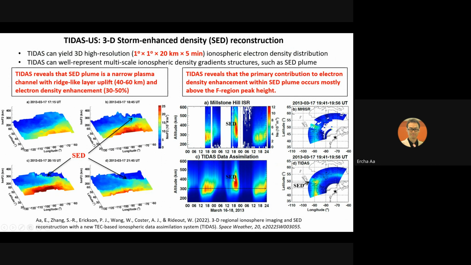And one thing I want to mention: if we compare the SED on the storm day with the previous quiet day, we can see that the contribution of the electron density enhancement mostly occurs above the F region peak height. Below the F region peak height, we can see the density is actually reduced. So the major contribution occurs above the peak region. So that's another insight that TIDAS provides us. So that means TIDAS is a very powerful tool that can help us advance current understanding of ionospheric gradient structures.